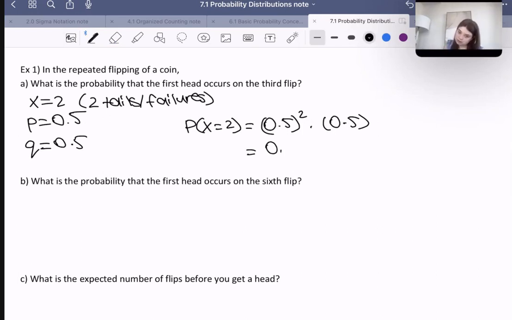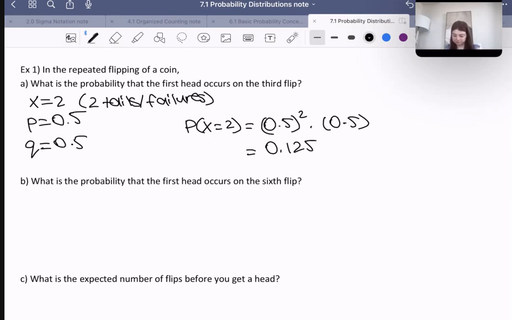So this is going to be equal to 0.125, right? So in other words, it's not that likely. It's much more likely that we'll get it on the second try, the first heads will occur on the second one, or even the first one, right? There's a 50-50 chance that the very first flip will be a heads and we'll get a success right away, right?